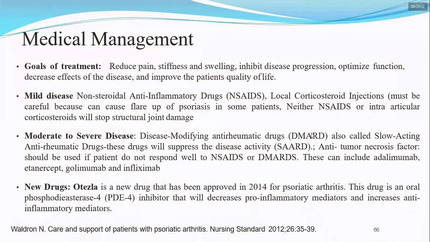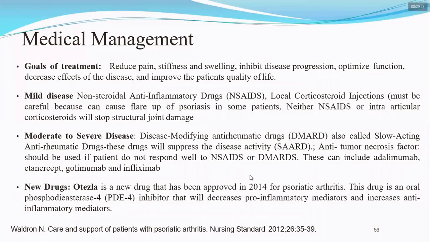Medical management is similar to the previous one, but in case of mild disease, look, NSAIDs and paracetamol, and the local corticosteroid injection can be used, but it can flare up the psoriasis. So in mild disease you can use it, but you need to be careful. In moderate to severe disease, as I have been saying, the disease modifying anti-rheumatic drugs.